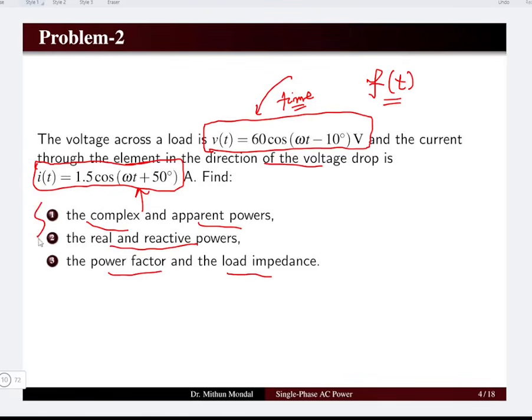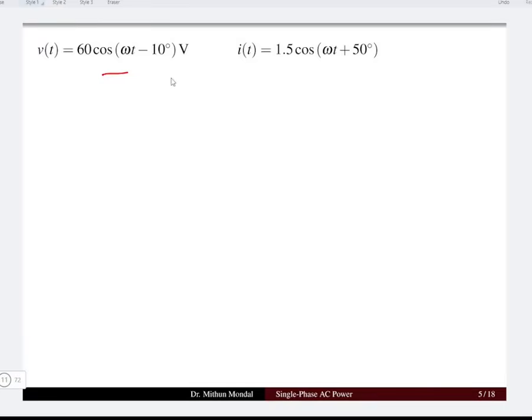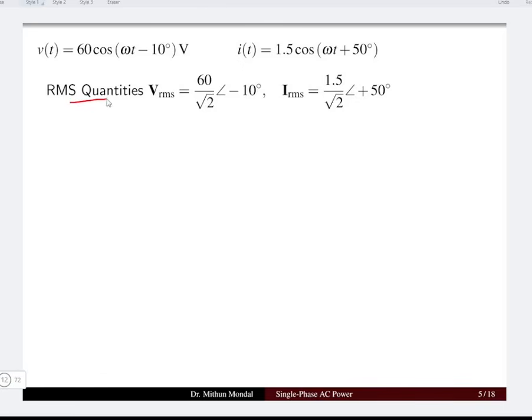So this is what we have to determine from this problem. Now the voltage and the current equation are given, which is the instantaneous voltage and instantaneous current. We can convert that into RMS quantities, or the root mean square quantities. So the maximum value of the voltage is 60. If I divide the maximum voltage by root 2, I'll get the magnitude of the RMS voltage. Now the angle is minus 10 degree, which we can directly take as minus 10 degree. So this is the phasor representation of the RMS voltage.